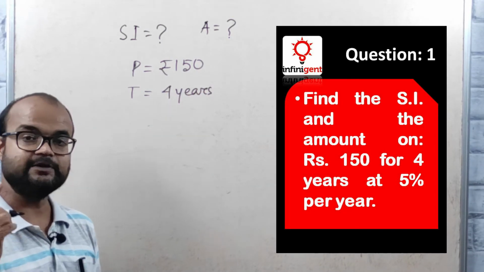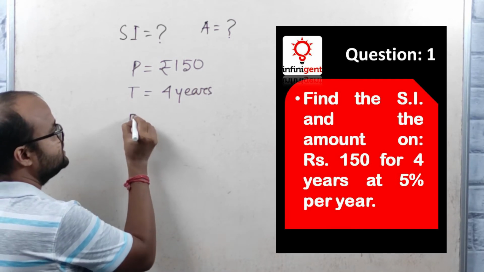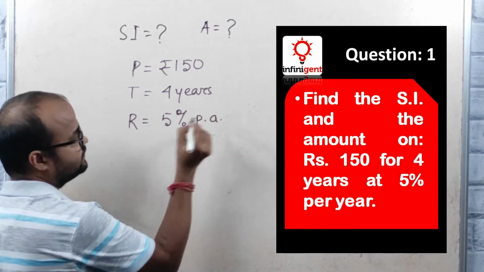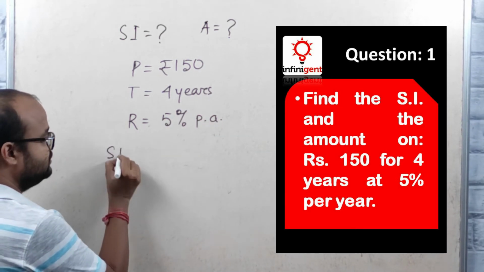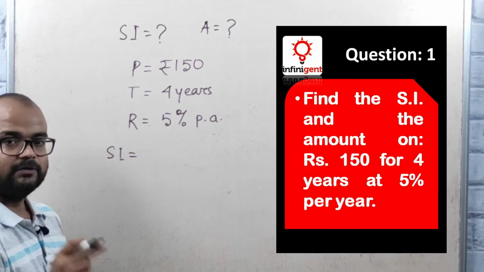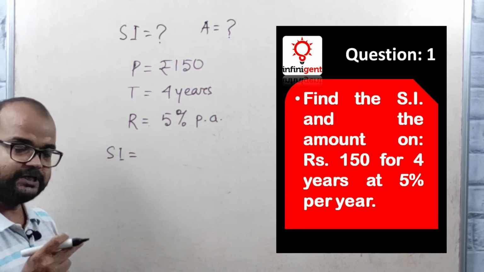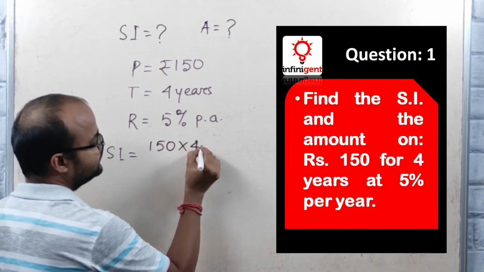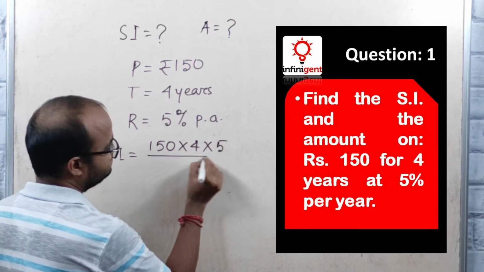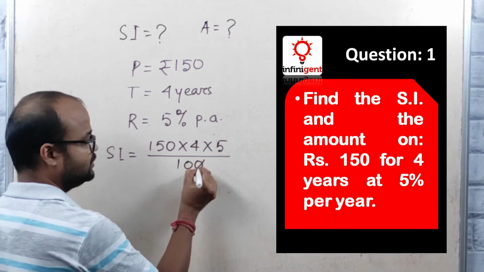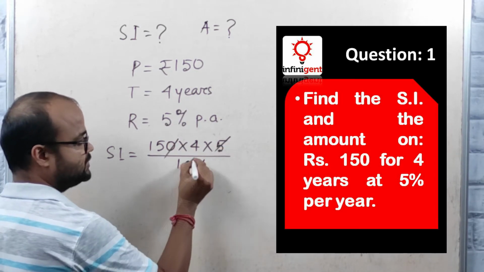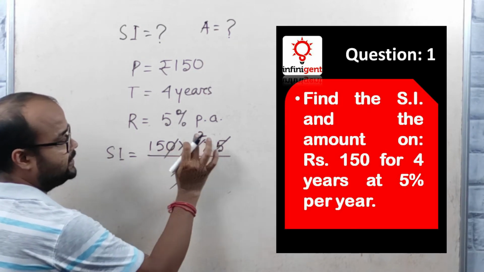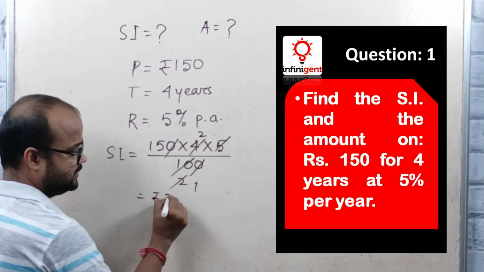At 5% per year, that means R is equal to 5% per annum. So SI equals P into R into T by 100. So we write 150 into 4 into 5 by 100. The 10 and 10 cancel. 5 ones are 5, 5 twos are 10, 2 ones are 2, 2 twos are 4. So 15 into 2, so rupees 30.